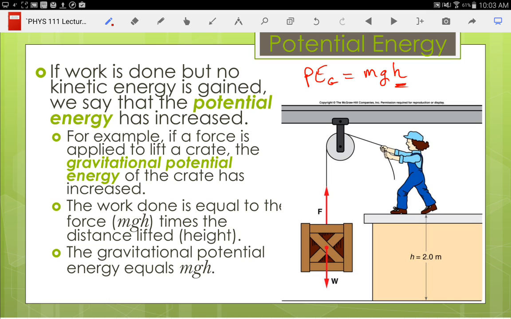If I set the 1 meter up here, and it comes down to 0, then I would just have the final is 0 minus the initial of mg times 1 meter. And I have the same thing for the change in potential energy. It's only the change that's important. So this h you set arbitrarily to make your life simple.